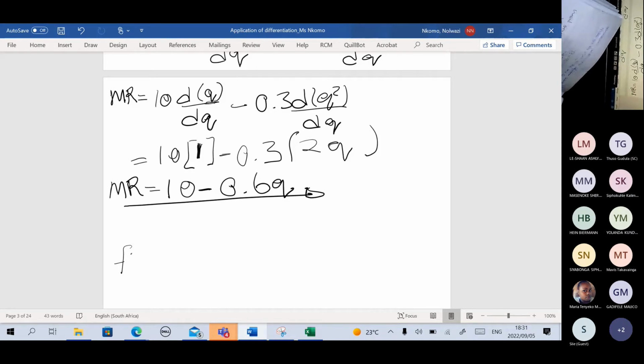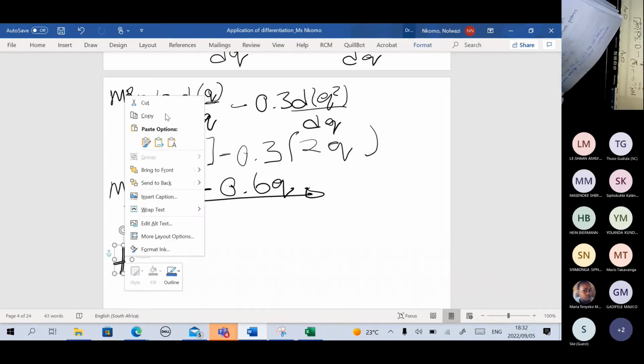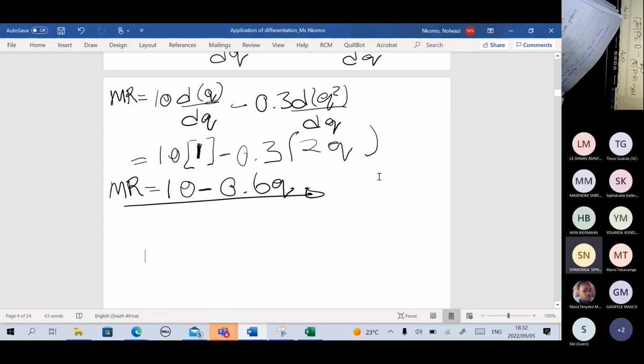Are we all still together? Yes, ma'am. The 2Q is a bit confusing for me because what I did here, I was using a calculator, or maybe it doesn't apply. So I said 1 squared divided by 1, it gave me 1. So how do we get 2?